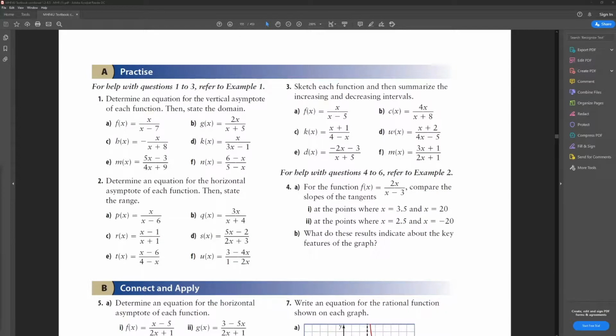Next, it's asking what these results indicate about the key features of the graph. So if our slope, for example, from 3.5 to 20, became less and less steep, it was increasing, right? And then as x was smaller than 3, it was actually decreasing. So let's graph that and I'll show it to you why that is.